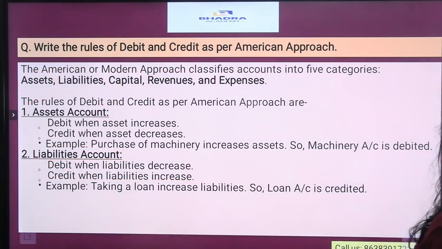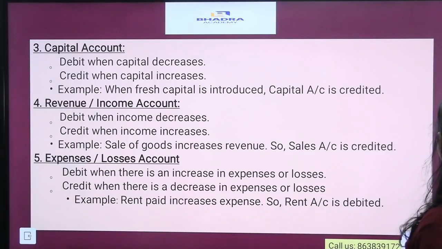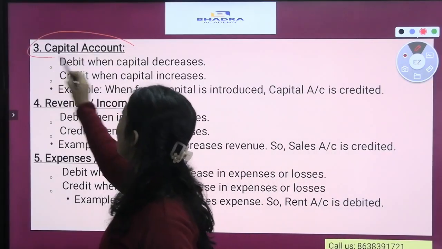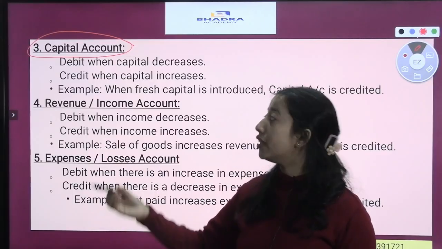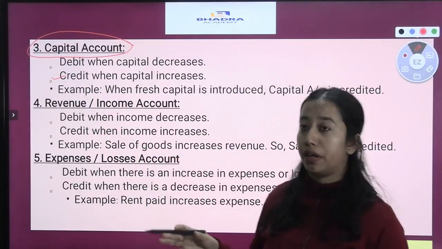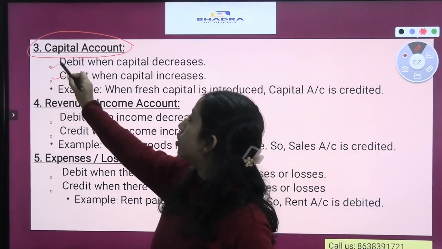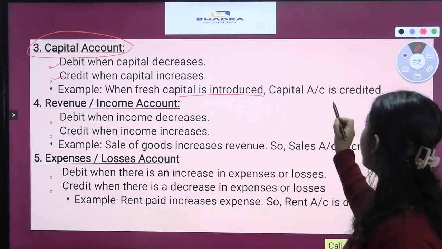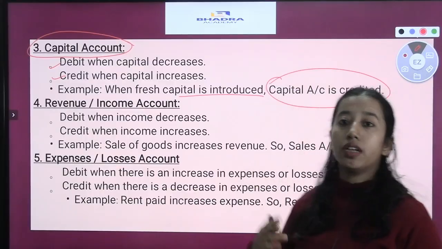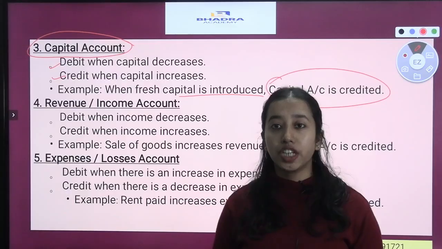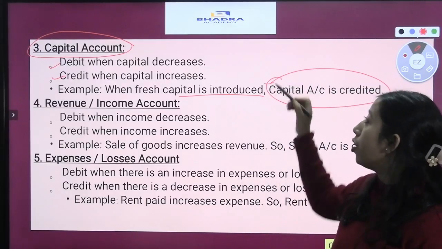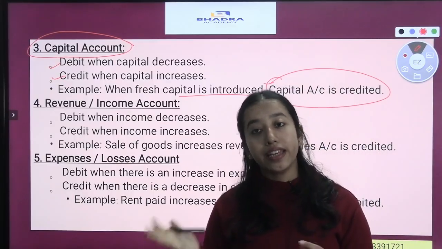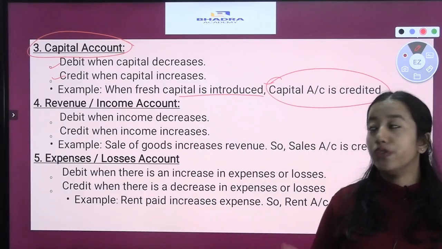Now we move to the rules for the other accounts. The capital account is somewhat similar to the liabilities account. When the capital increases, we credit the capital account, and when the capital decreases, we debit the capital account. For example, when fresh capital is introduced, the capital account is credited. But if some amount is withdrawn from the business, the capital account will be debited.